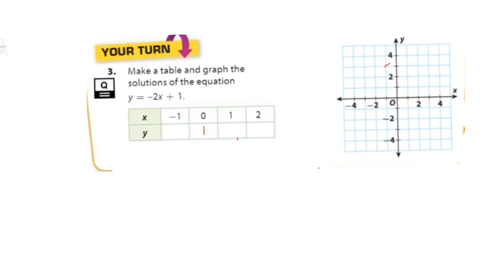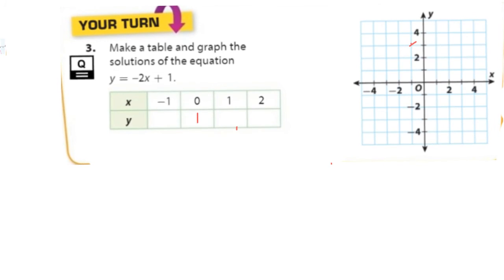Okay, so here's the your turn problem. And it looks like I have a little bit of stuff on my graph here. Get that out of the way. All right, so your turn. Put a -1 in for x. That'll be -2 times -1. Calculate that and add 1. Put your answer. Do the same for 0, 1, and 2.